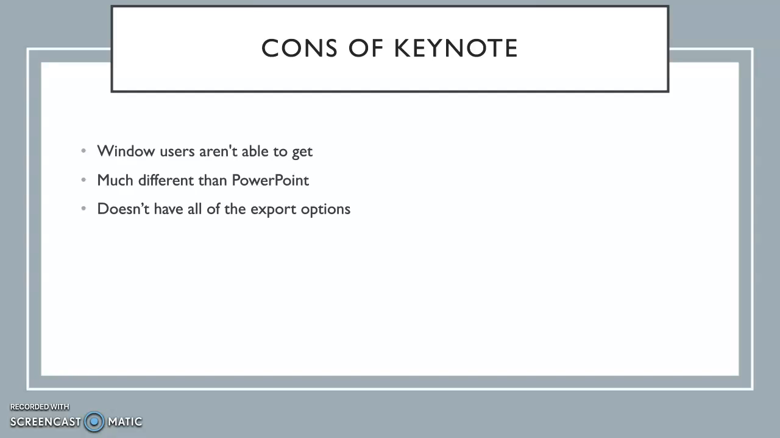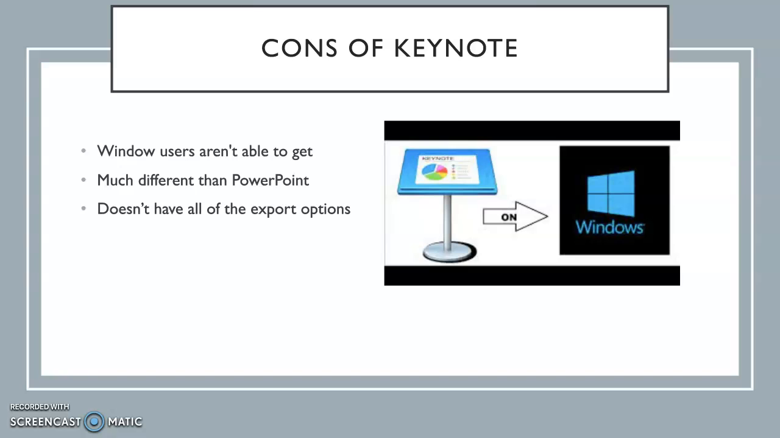It also doesn't have all of the exporting options, so maybe you wanted to turn it into something and it won't let you. You might run into some issues there, but luckily you can just export it into PowerPoint, and then hopefully PowerPoint allows you to export it into the right document. And then here I just have a picture, and I'm just showing you that you cannot put it into Windows. Can't use Keynote in Windows.